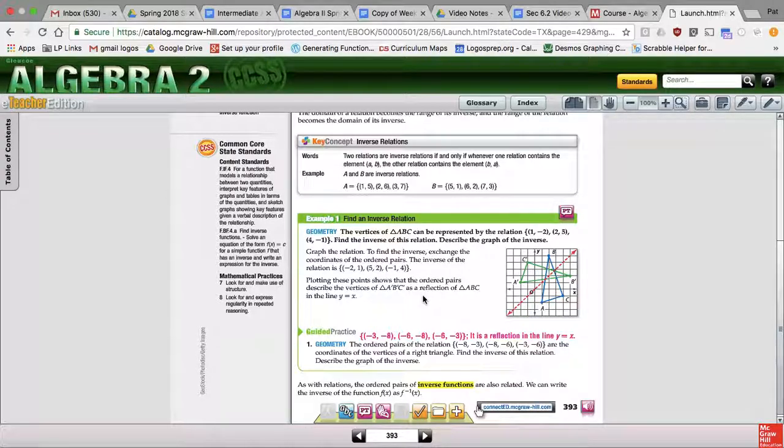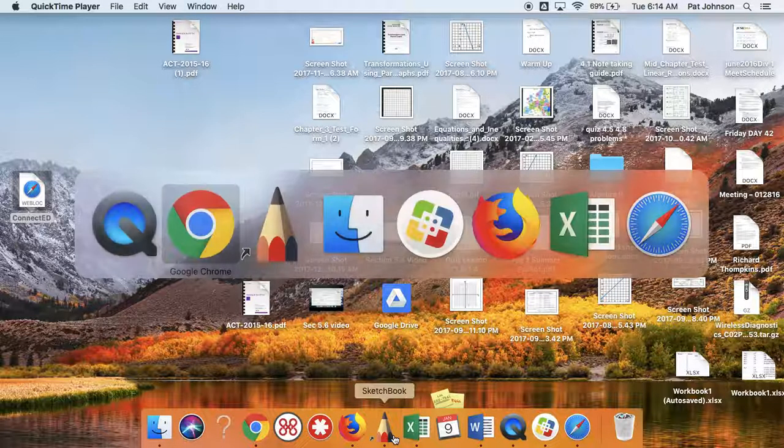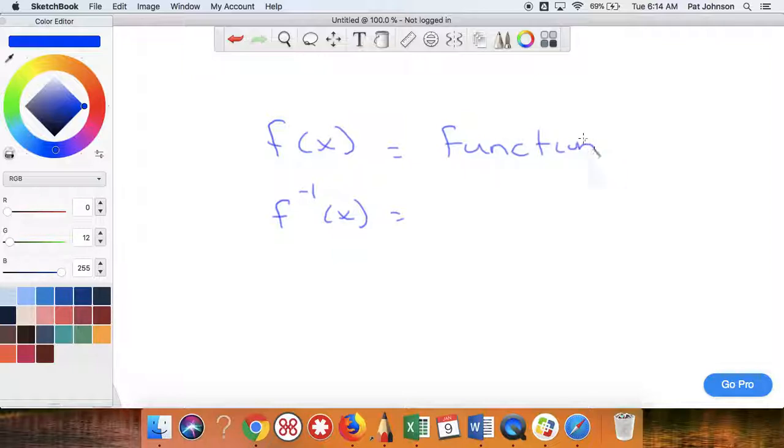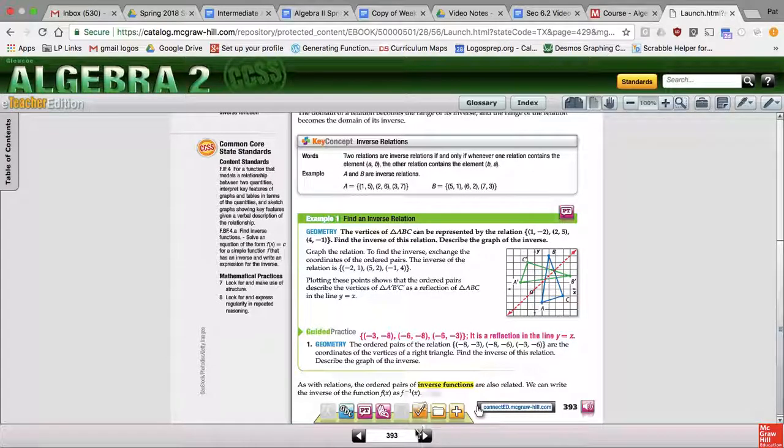So, as with relations, the ordered pairs of inverse functions are also related. So, how do we write them? The function is f of x, and to write its inverse, we write f to the negative 1 of x. This says it's an inverse. So when you write it, you're simply switching: f of x is the function, and f inverse of x is the inverse. So this is how you would write the function, and this is how we would write the inverse of the function.